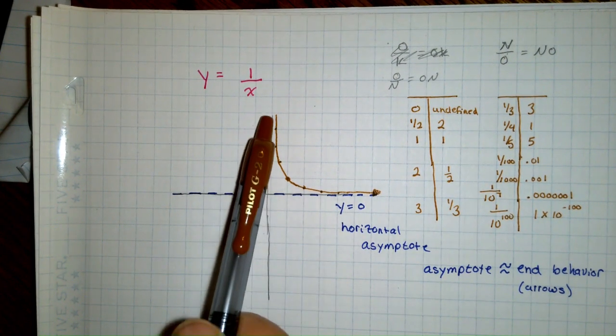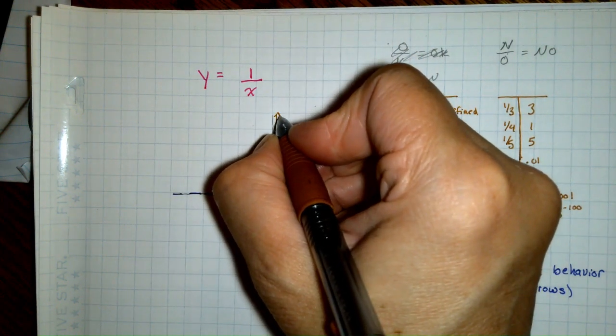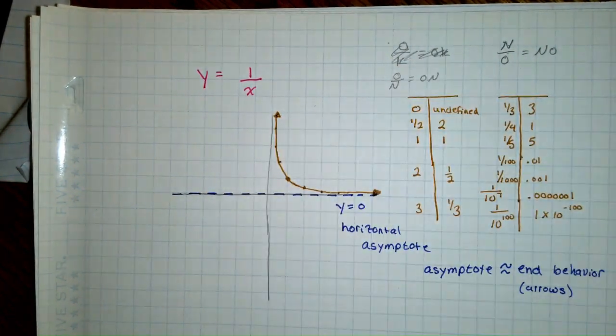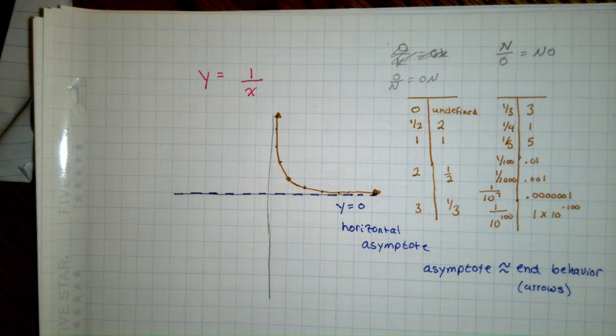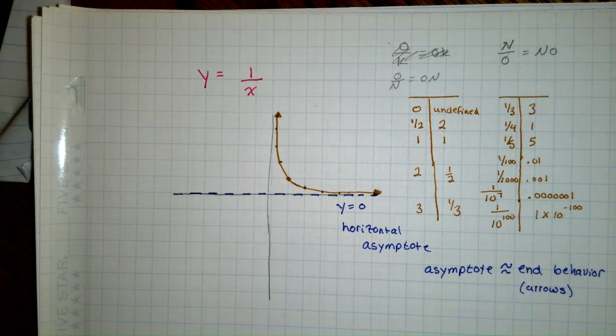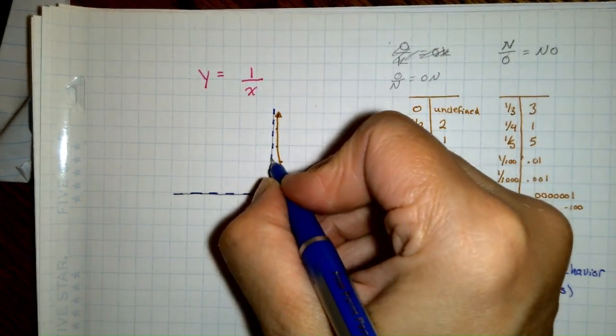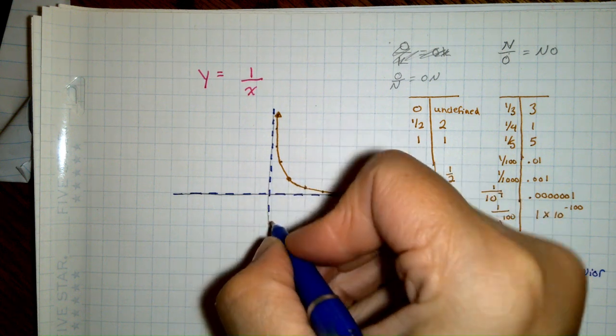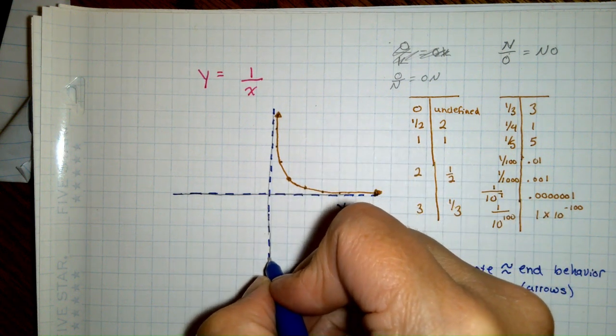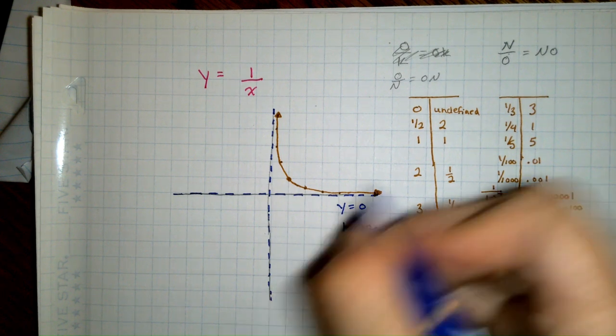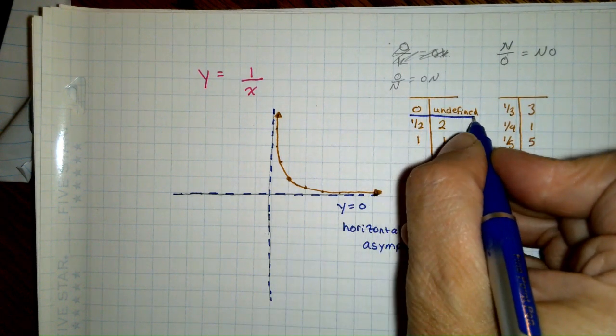Okay, well, what about right here? See how it's shooting up, but our x value is also getting closer to 0. And we have indeed a vertical asymptote as well. The reason for this vertical asymptote is the domain error, because that's where we're undefined.